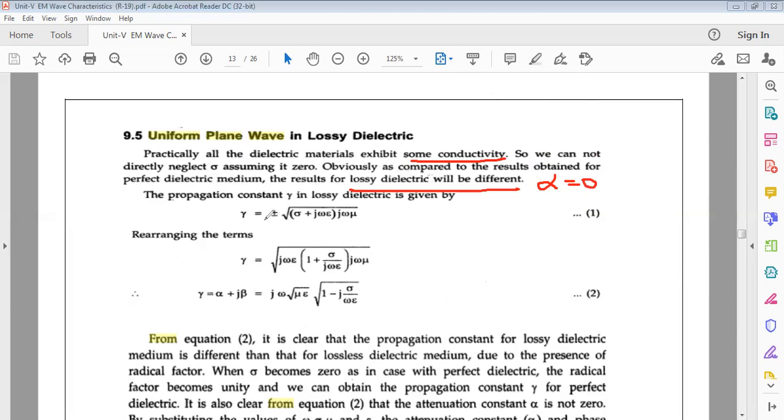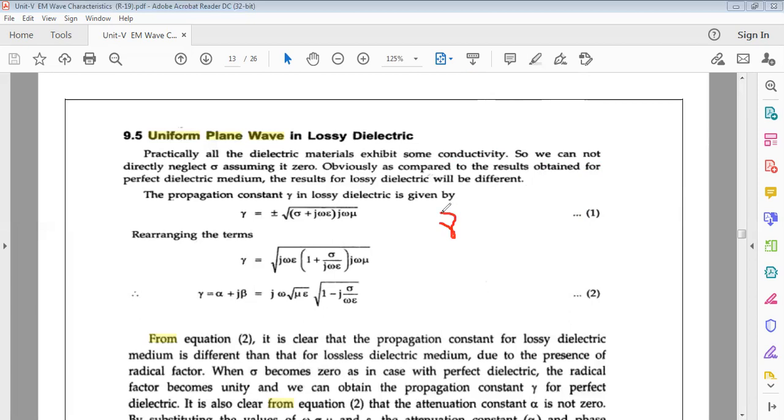So the propagation constant gamma is equal to the square root of sigma plus j omega epsilon into j omega mu. In the previous case, the conductivity was 0, so alpha became 0. Now alpha is not equal to 0, because practically every dielectric material exhibits some conductivity, which cannot be directly neglected or assumed to be 0.